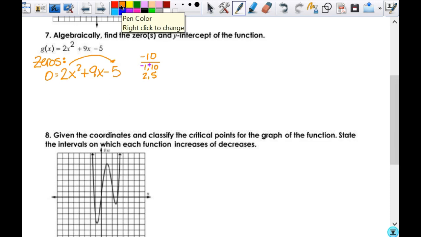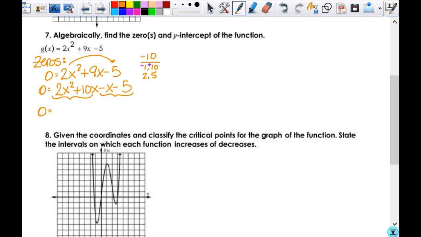So when I do that, I am now going to do some grouping. 0 equals, I leave that 2x squared like it is. This 9x now gets split up into this. We'll do plus 10x minus x minus 5. So if I added these back together, I would end up right back at the same spot. At any point, you should be able to go backwards and end up back where you were. So now I'm going to factor out the GCF of these two little terms that I'm grouping. So 0 equals, I can factor out a 2x here. That leaves me with x plus 5.